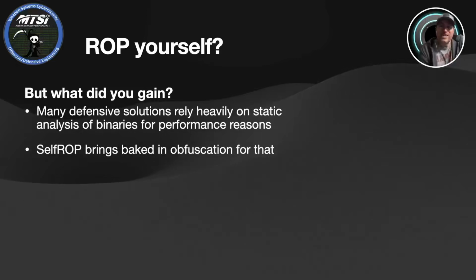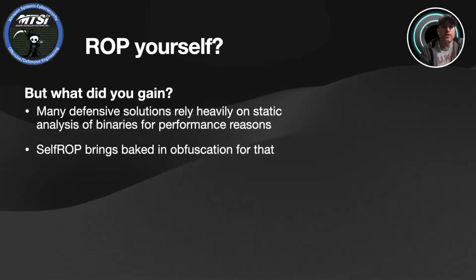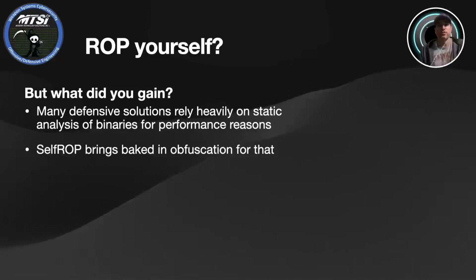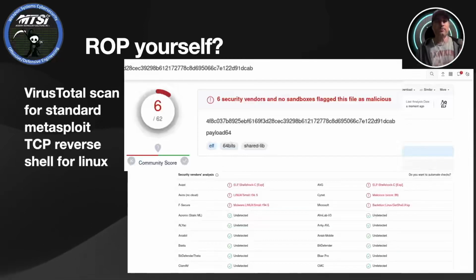So again, what do we gain out of this? Many defensive solutions rely heavily on static analysis of binaries for performance reasons. So self-ROPing, that really brings in strong baked-in obfuscation for that. It's very powerful, and I'll show you some measurements that I took that kind of highlight that aspect.